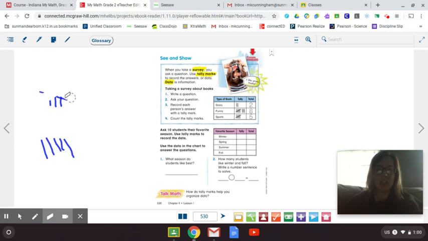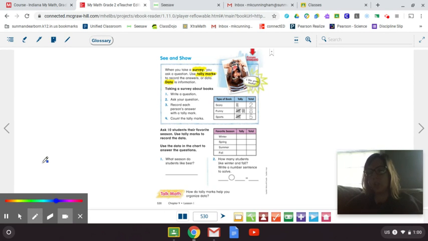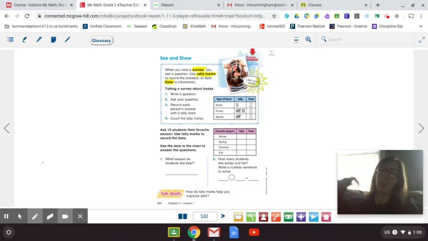So it says, use tally marks to record the answers or data. Data is information. All right, taking a survey about books. It says, write a question, ask your question, record each person's answer with a tally mark, count the tally marks. So guys, the way that I was going to do this is we were going to survey each other in class. So we have to do things a little bit differently, okay?